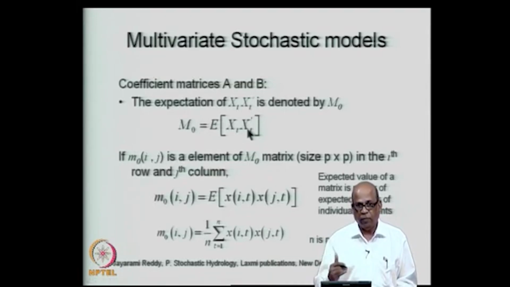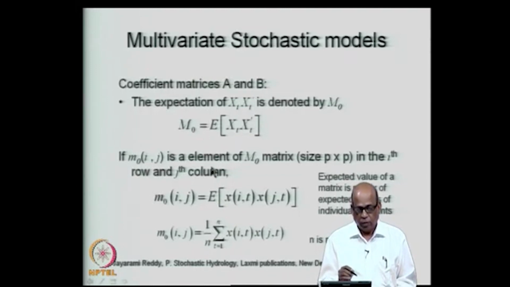We can define m 1 as x t and x t minus 1, or x t plus 1, when we lag it by one time period. So, because we are considering the same time period, we will denote it as m naught, and m naught is the expected value of x t x t dash.